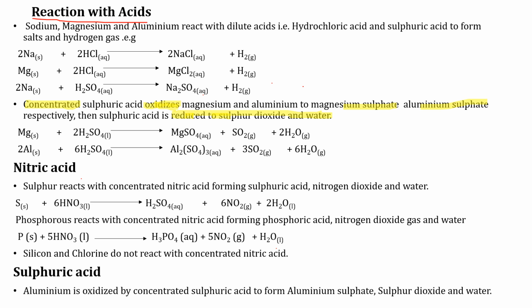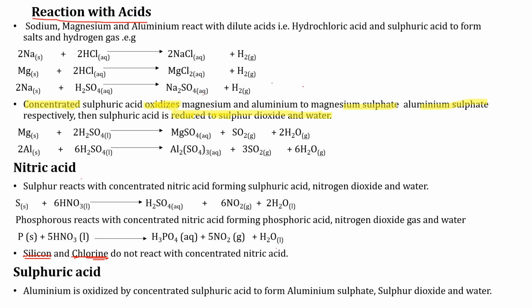So we are saying that silicon and chlorine do not react with concentrated nitric acid. Like in group 4, we say that silicon only reacts with concentrated hydrofluoric acid. It does not react with any other acid. And similar applies to chlorine. Chlorine does not react with any acid.